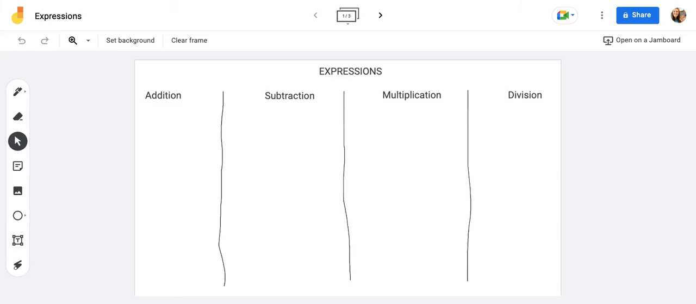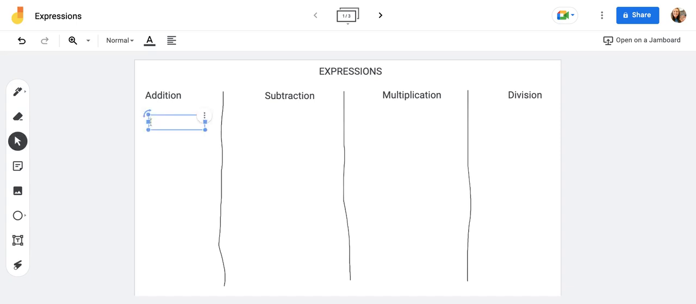Alright, so today we're going to start talking about expressions for this video, and you guys have already learned how to solve order of operations problems. So when we go through and talk about expressions, the first thing that we need to do is talk about different words that mean to add, subtract, multiply, and divide.